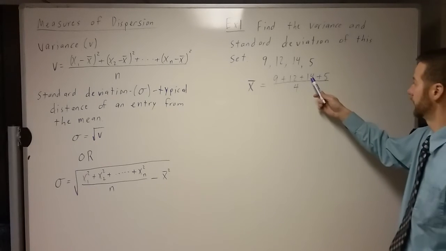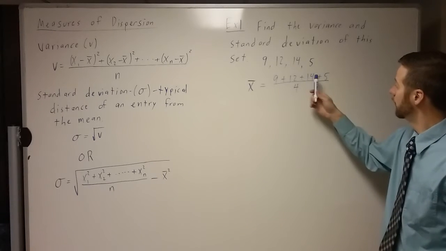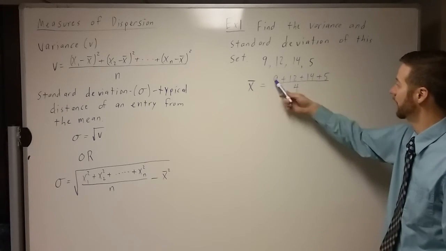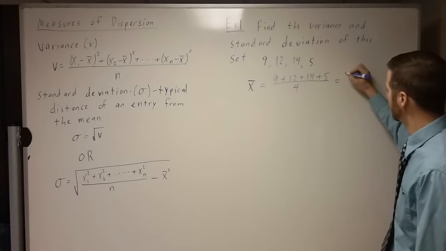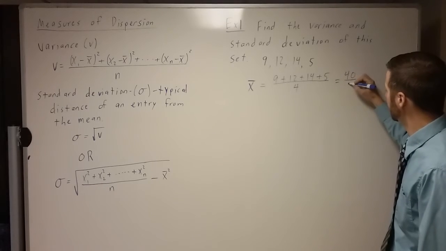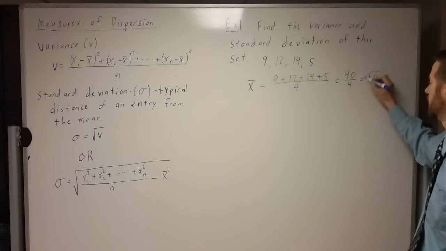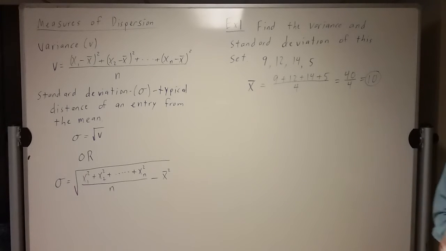And so, let's see what we got here. We've got 14 and 12, and then another 9 and 5, so that's 26, and then another 14, so we've got 40 here. And then divide by 4 means our mean, or x bar, is 10. So our mean on this one is 10.